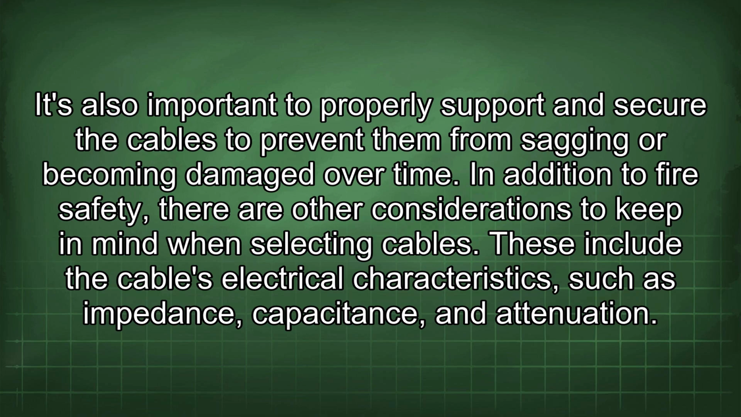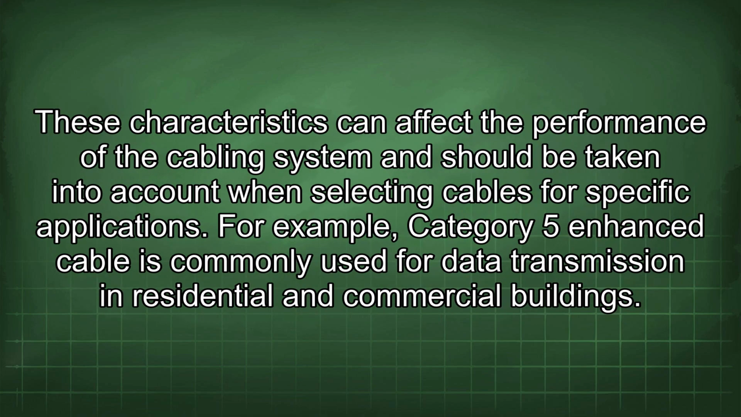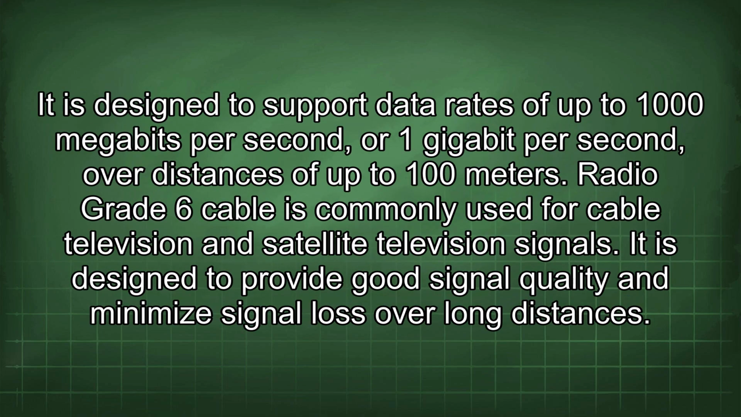In addition to fire safety, there are other considerations to keep in mind when selecting cables. These include the cable's electrical characteristics, such as impedance, capacitance, and attenuation. These characteristics can affect the performance of the cabling system and should be taken into account when selecting cables for specific applications. For example, Category 5 enhanced cable is commonly used for data transmission in residential and commercial buildings. It is designed to support data rates of up to 1000 megabits per second, or 1 gigabit per second, over distances of up to 100 meters.